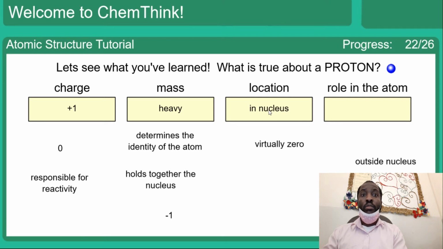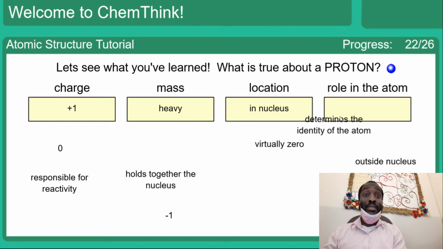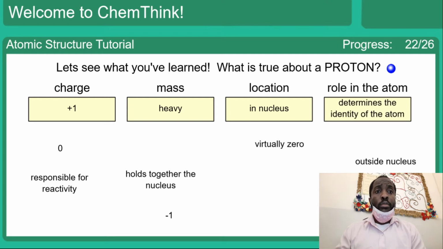And role in the atom. What do protons do in the atom? Of course, they determine the identity of that atom. Now let's try to see if they are responsible for reactivity. If we put this, it's going to say no. Let's try. You see, it denies, telling you that that is the wrong answer. So the protons actually determine the identity of the atom. So we now move to our next slide.